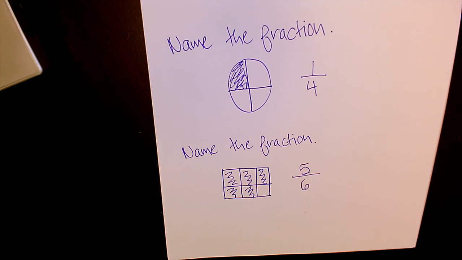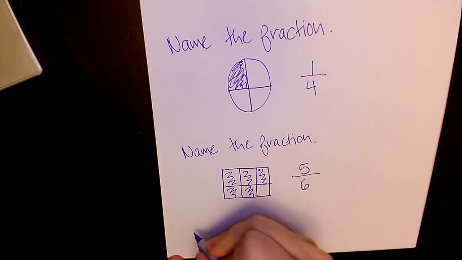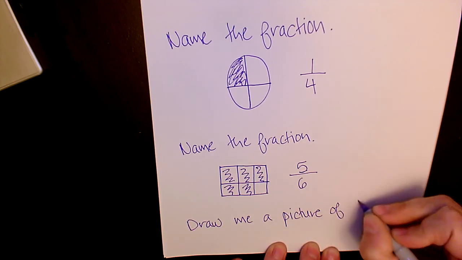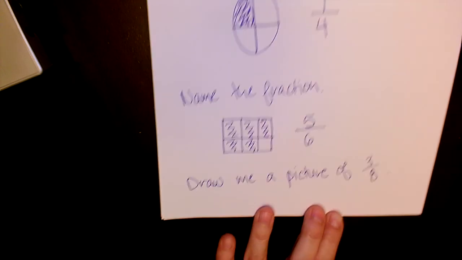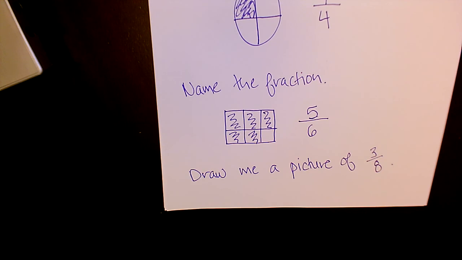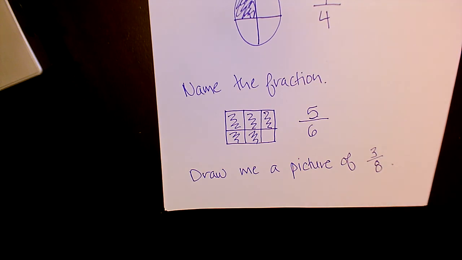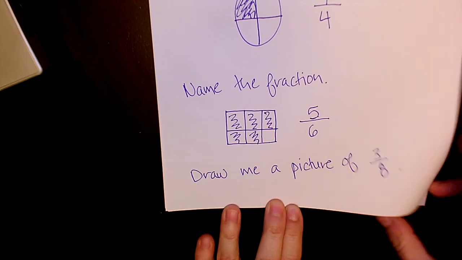If I gave you one to draw, could you draw it yourself? If I said, draw me a picture of fraction so-and-so, could you do that? Let's do one of those. Draw me a picture of 3/8. Could you do that? So take a minute and think about how you would draw that. Well, you know you need how many equal pieces total? You need 8, right? And how many are going to be shaded? You know there's going to be 3 shaded, right? A over b.